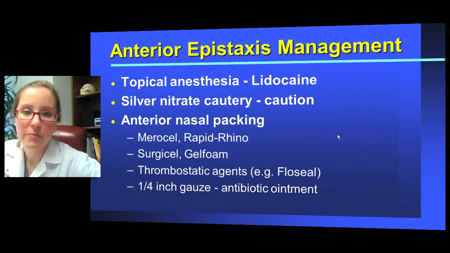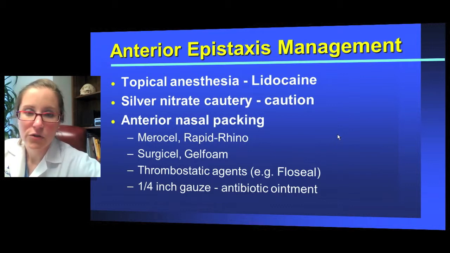So when we're dealing with an anterior nosebleed, it's important to help from a patient comfort standpoint by topicalizing the nasal septum and the nasal cavity, and that's often done with lidocaine spray or jelly. One of the most common interventions we do on an outpatient basis is silver nitrate cauterization.